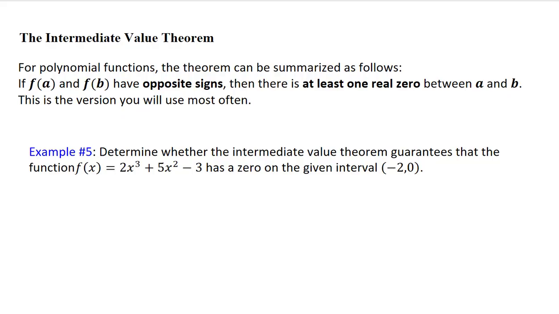For a polynomial function f of x, if f of a and f of b have opposite signs, then there is at least one real zero between the values a and b. So this is the short version of the IVT, which is also known as the intermediate value theorem.